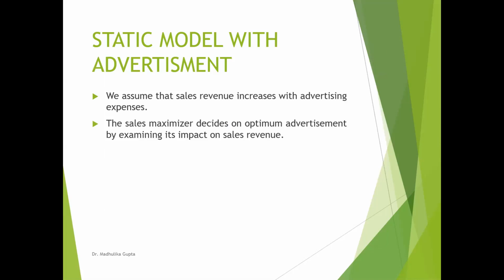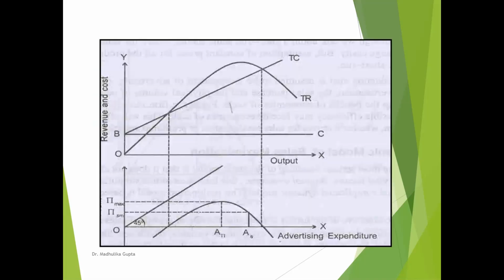Now, we assume that sales revenue increases with advertisement expenses. So an oligopolistic firm will prefer to go for sales maximization via an increase in advertisement rather than a price cut, right? So the sales maximizer decides an optimum advertisement by examining its impact on sales revenue. So let's read it further.